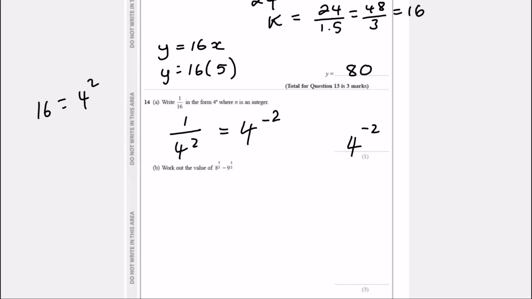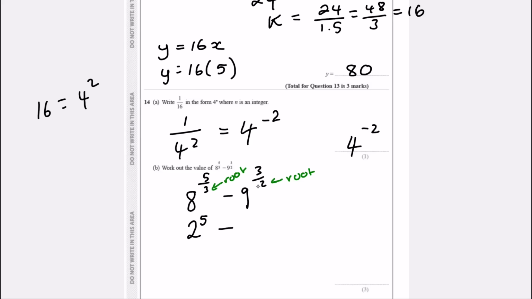And work out the value of 8 to the power of 5/3 minus 9 to the power of 3 over 2. So when we have a fractional indice, the bottom one is a root. For the 8, we're going to cube root it and then do that answer to the power of 5. So if we cube root the 8, we get 2. So 8 to the power of 5 over 3 is the same as 2 to the power of 5.